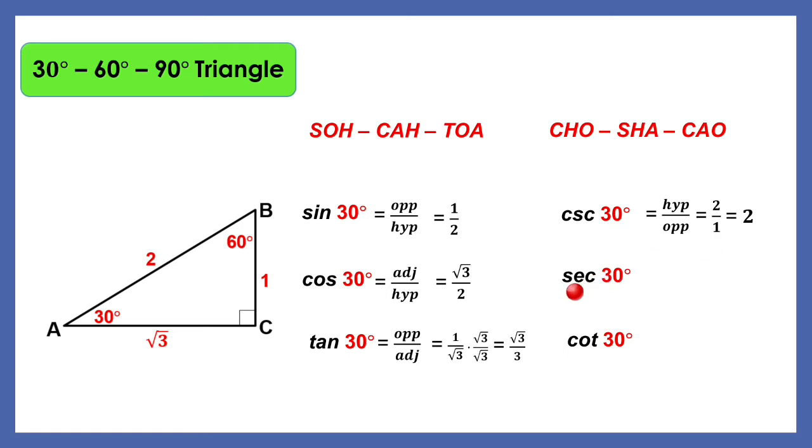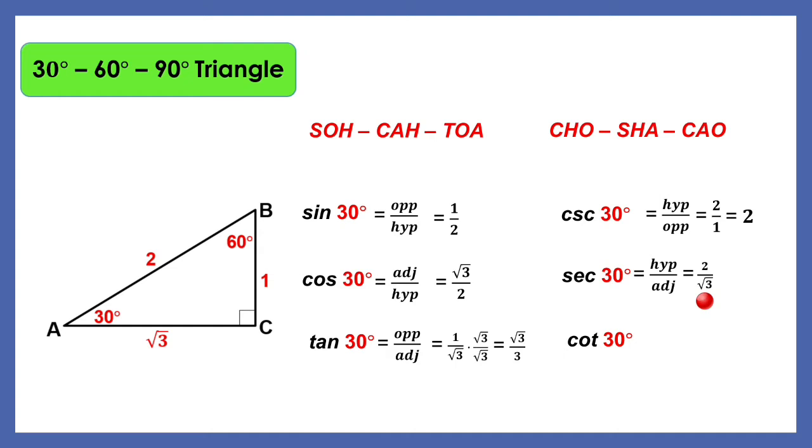Next is secant 30 degrees. This is the inverse of cosine 30 degrees. Or SHA, secant 30 degrees equals hypotenuse over adjacent. Hypotenuse measures 2 and adjacent side is square root of 3. Therefore, we have 2 over square root of 3.